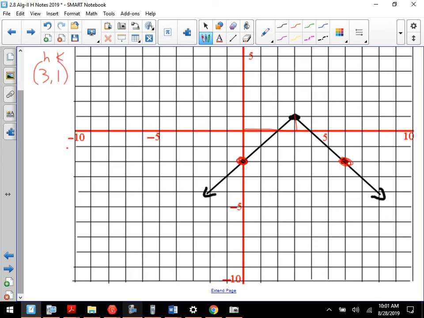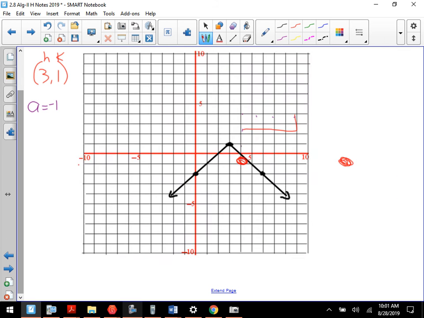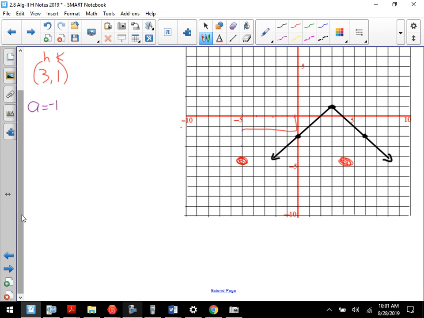So let's see, we go 1 little, 2 little, 3 little spots. 1 little, 2 little, 3 little spots. So our slope was 1, but since it's moving downward, that means our A value is negative 1. Good. So your A value is negative 1. So when I put this all back together, I know it's y equals A absolute value x minus h plus k. Well, substitute in negative 1 absolute value x minus 3 plus 1.